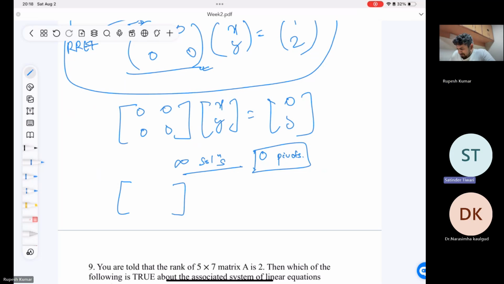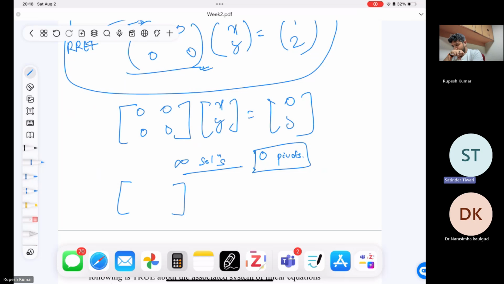Yeah, by definition, if you have a non-zero matrix, it will have at least one pivot. And if it has at least one pivot, then you can have either infinitely many solutions or zero solutions. Now, if it is a full rank matrix, that is, the number of pivots equals the minimum of rows or columns, then you have a unique solution, right?